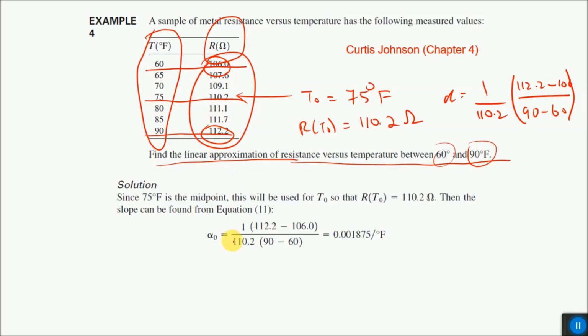So alpha is equal to 0.001875 per degree Fahrenheit. RT naught is 110.2. So both of them are correct. And 75 is the midpoint.